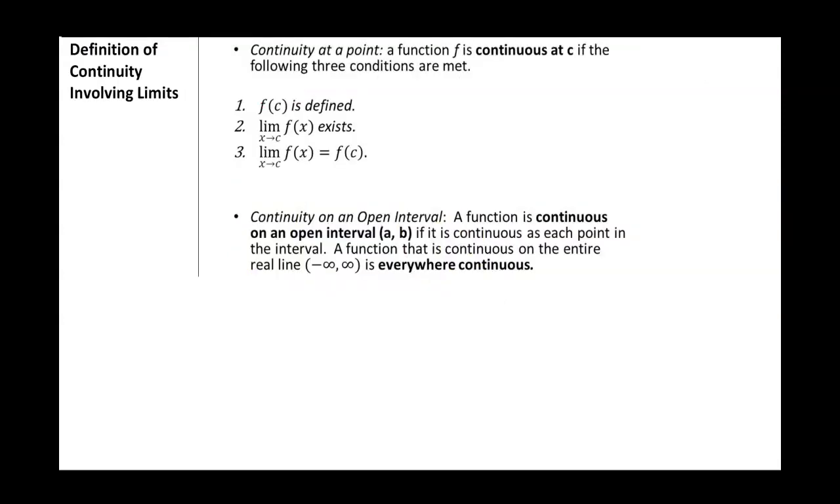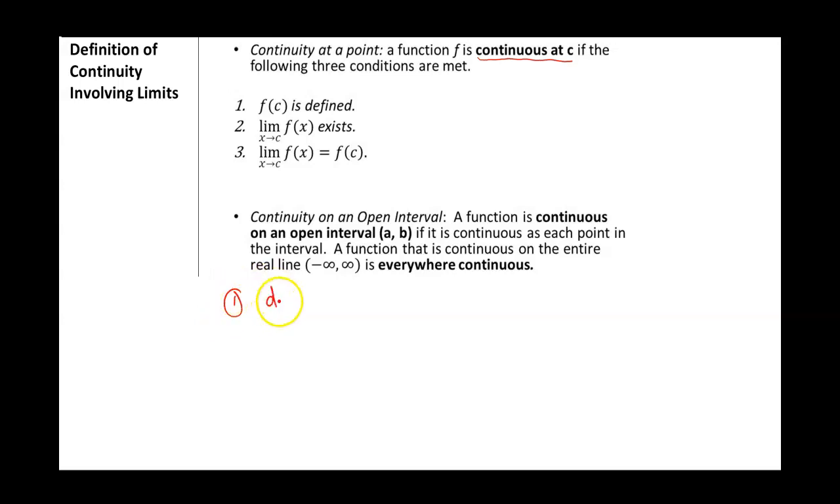Okay, now we're going to talk about the formal definition of continuity at a point. So let's first go over the definitions and we'll go over some examples. So continuity at a particular point is given by three requirements. A function f is continuous at a point c if the following three conditions are met. So number one, f of c is defined. And I'm going to go through examples of what each of these means and doesn't mean.